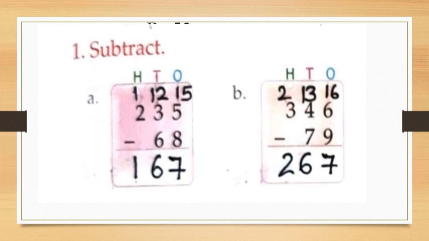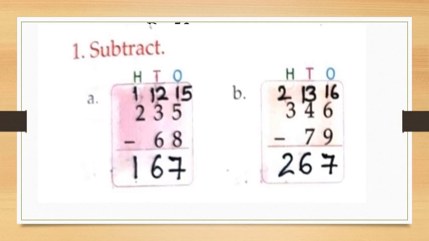Now children, next part. Here you have to subtract 79 from 346. First, subtract the ones, that is 6 minus 9. Children, you can't subtract 9 from 6. So you will borrow 10 from 4 tens to make 3 tens and 16 ones. Now 16 minus 9 is 7.